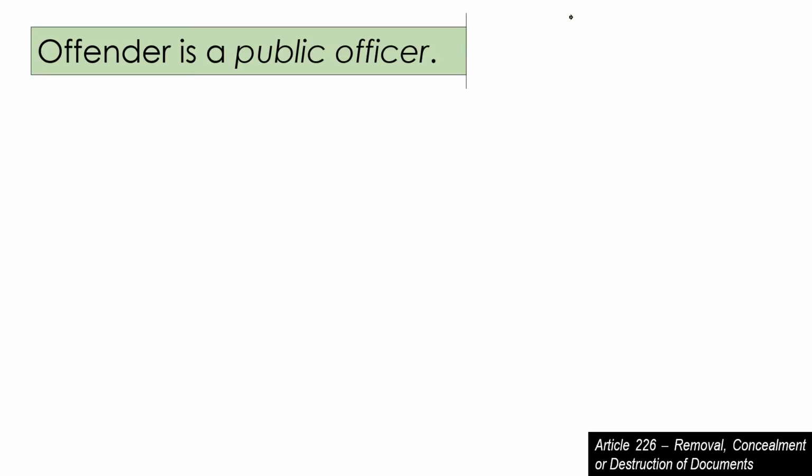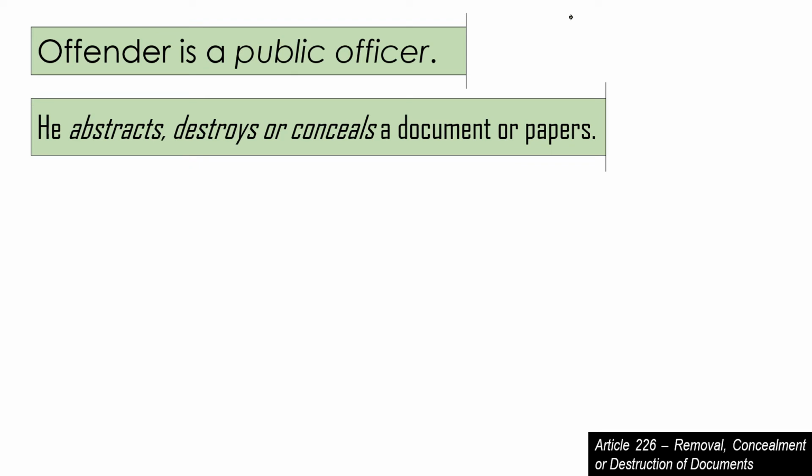What are the elements of Article 226? Number 1 is the offender is a public officer. Take note, sino ang offender? Public officer, hindi private individual. Kasi kung private individual yan, hindi siya pwedeng maging liable ng Article 226. Maybe another crime, like for example, estafa or malicious mischief. Depende. Second is that public officer obstructs, destroys, or conceals a document or papers.